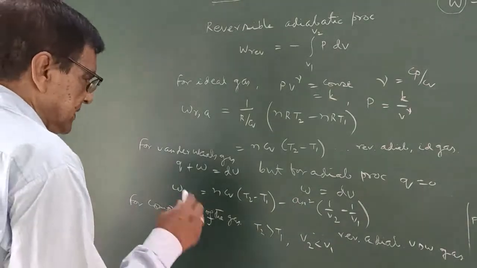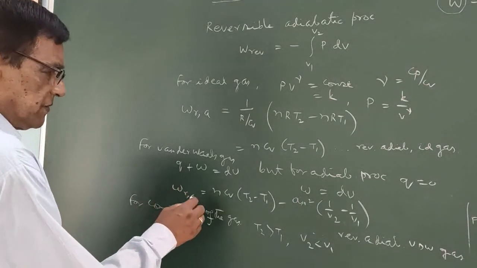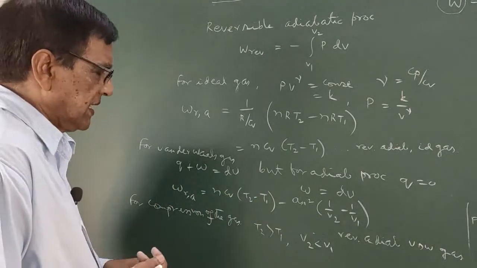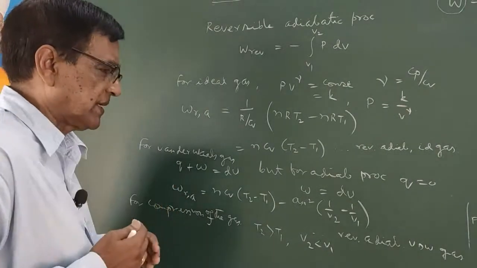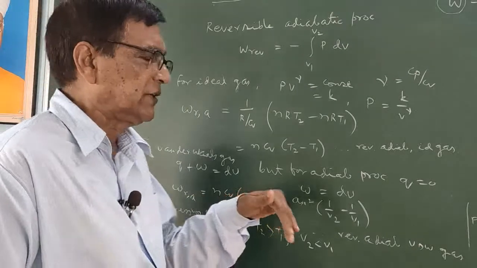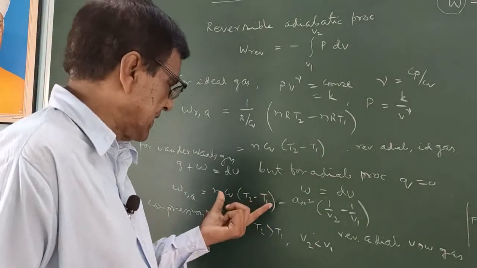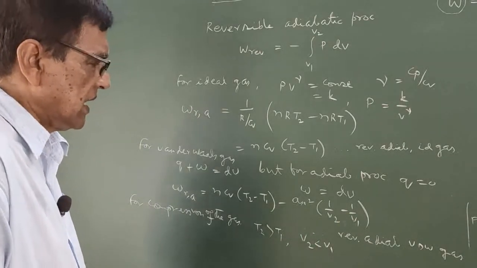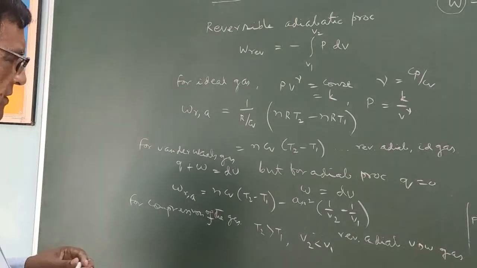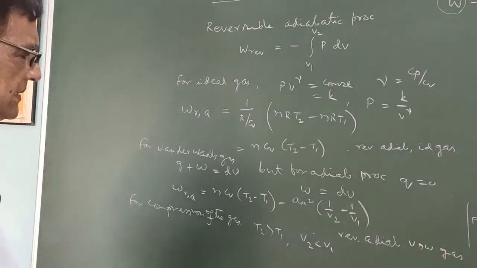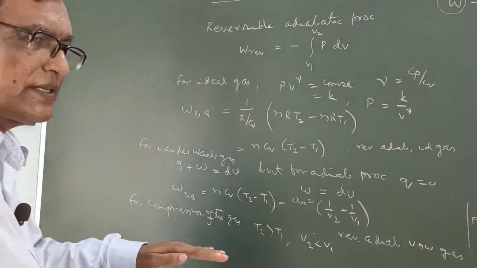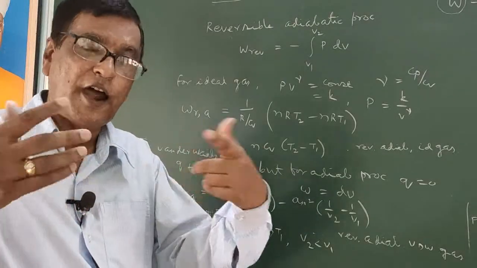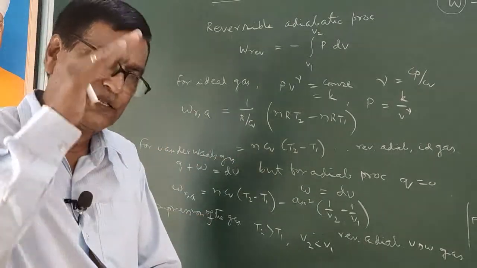So what we see, in case of a Van der Waals gas, the magnitude of the work done is less than it would be for the ideal gas, as this is positive and this is negative. And for compression, less work is required to compress this gas as there is an intermolecular attraction. Easily the Van der Waals gas is compressed.